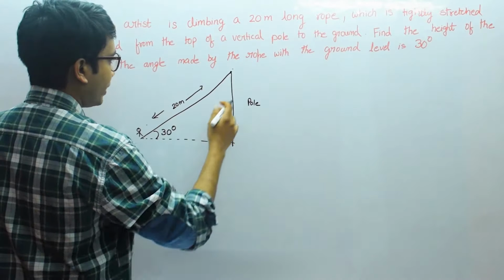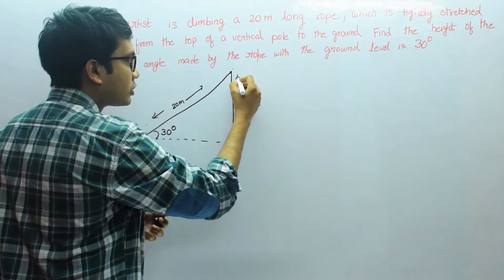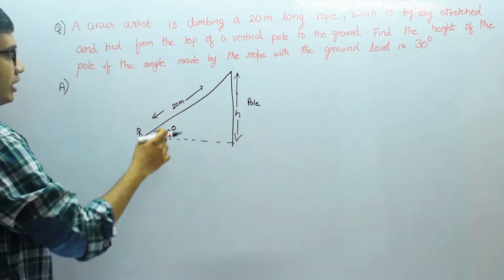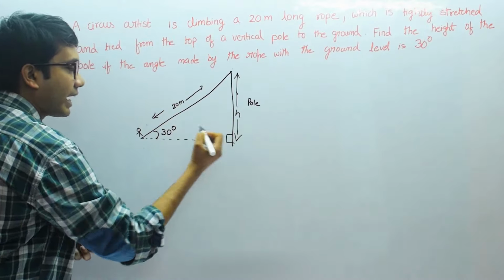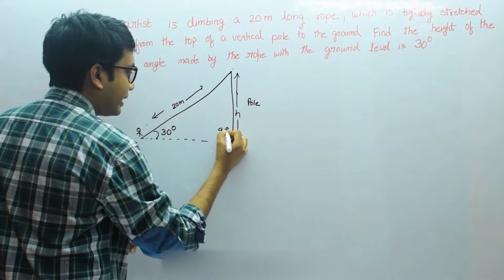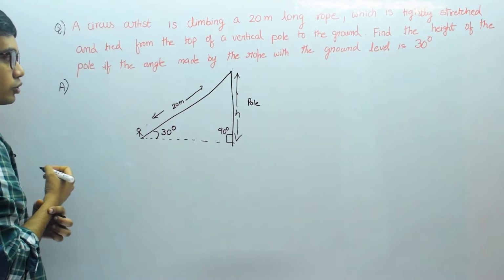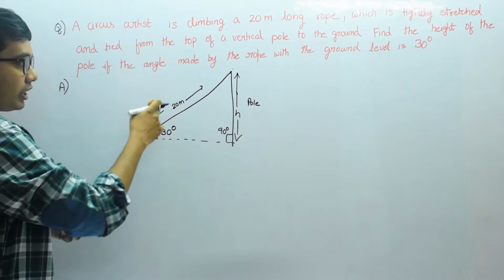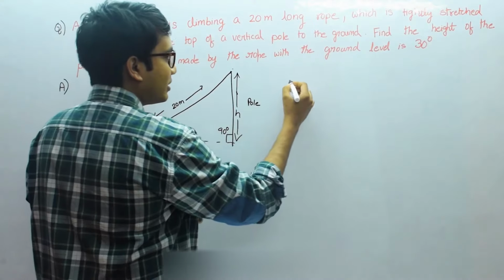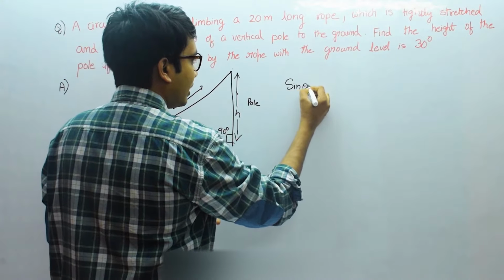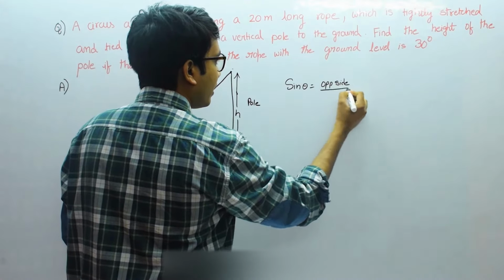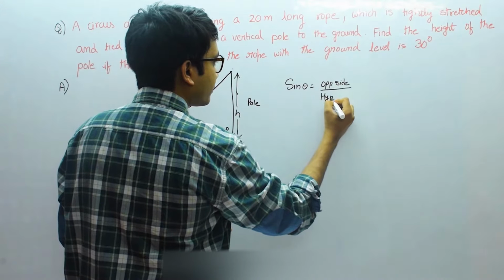Okay. So, we need to find the height of this pole. Let the height of this pole be h. Now, this will be a right angle triangle, obviously, because this angle will be 90 degree. So, the application here will be, we know the hypotenuse, we need to know the height. How? Sin theta is opposite side by hypotenuse.